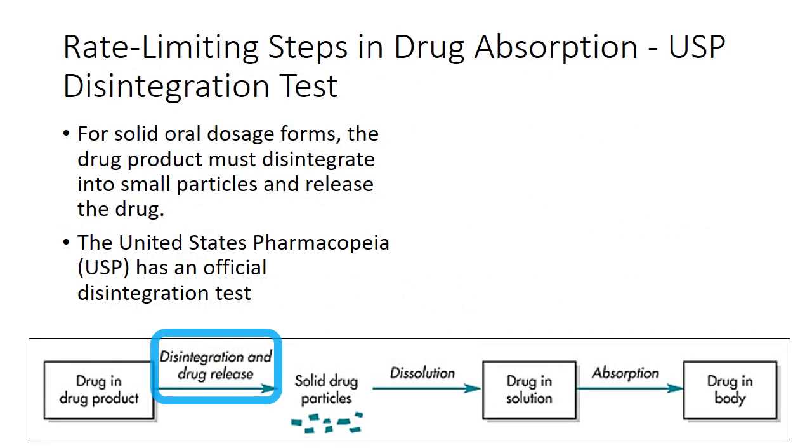So there's something called the USP, or United States Pharmacopeia, disintegration test, which is required for oral solid dosage forms. The drug product must disintegrate into small particles and release the drug. Okay, so that's this step right here, right in the beginning. And there are many different devices that could be used for this, but there are a few that are more common that we'll talk about, one in particular at least.